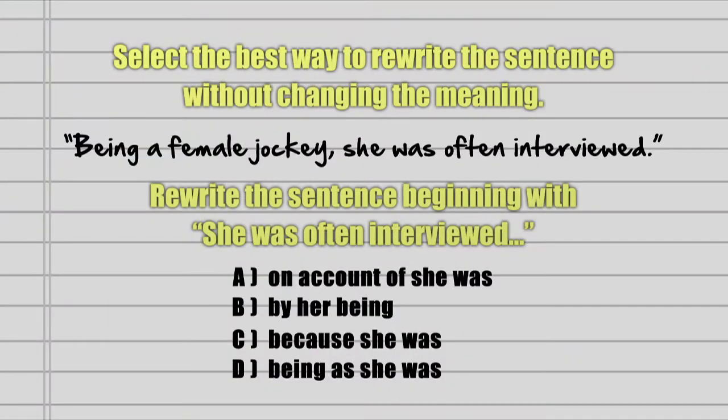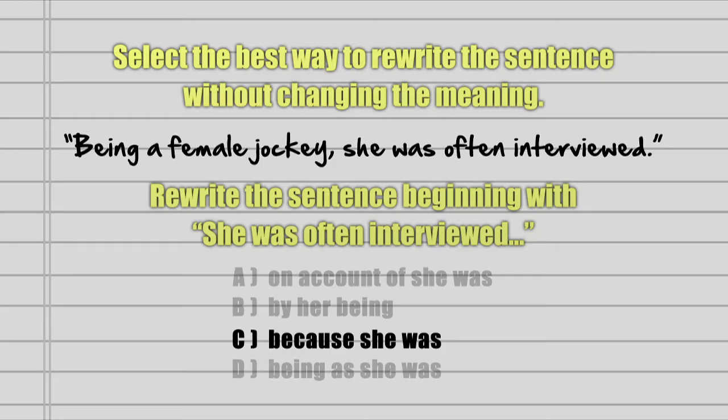In questions where you are asked to rewrite the sentence, you will be shown a sentence and asked to rewrite a portion of it to make more sense without changing its meaning. This portion of the test is untimed, so you may want to write out the question with each answer choice. The correct answer here is C. She was often interviewed because she was a female jockey. Makes more sense than the other choice options.